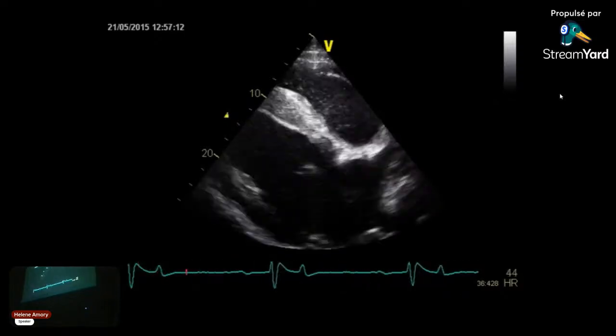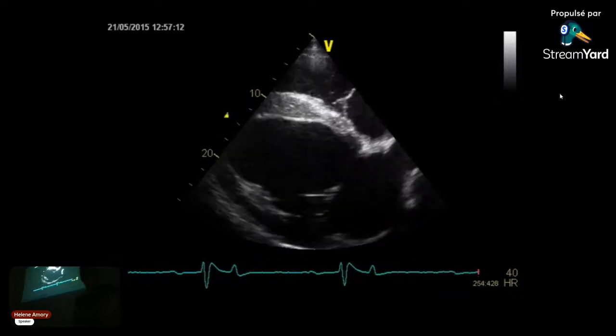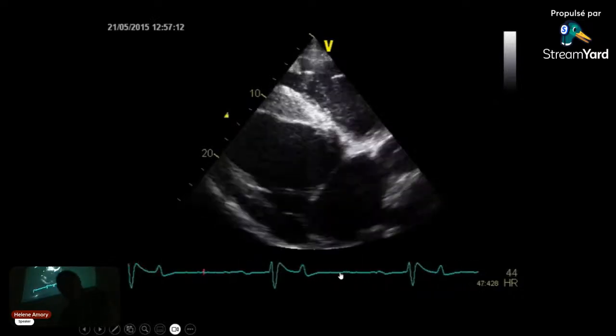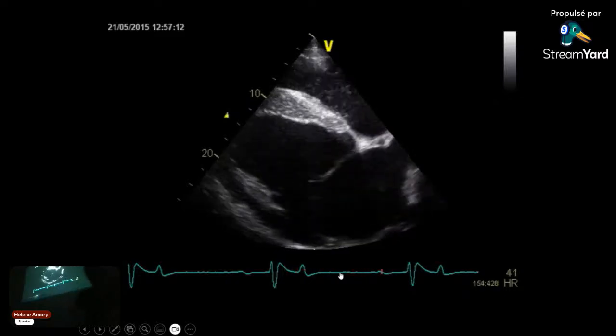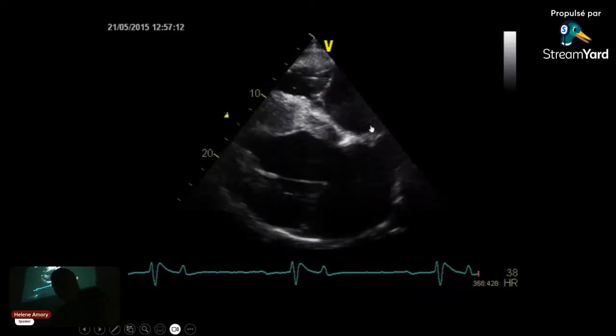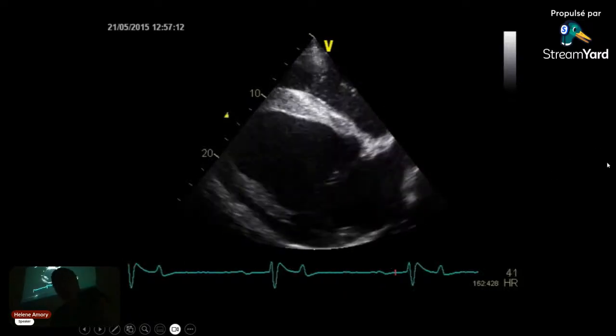Do you see something abnormal? It seems relatively normal. Okay. Maybe the horse is a little bit stressed and the contraction seems to be a little bit exaggerated. But do we see a ventricular septal defect here? In this image? No. Okay.